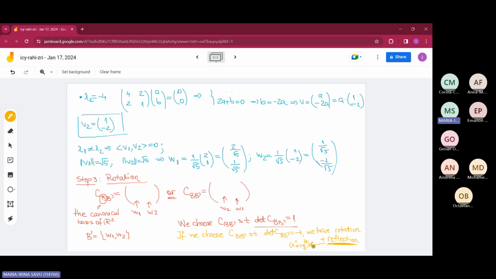And because there is the risk to forget about switching these variables in the end, I recommend to work with matrices with determinant equal to 1. Okay, but it's not a mistake if you work with determinant minus 1, but don't forget in the end to switch, in the final equation, x double prime with y double prime.